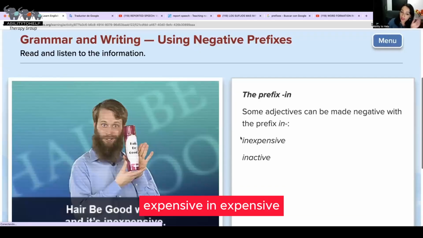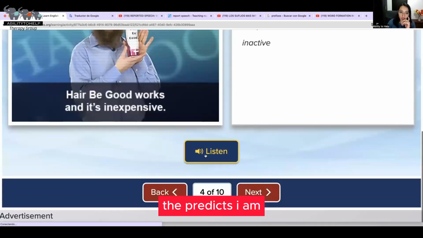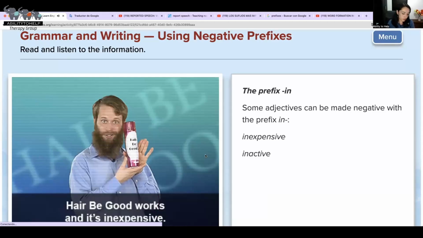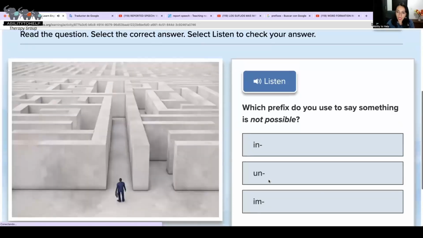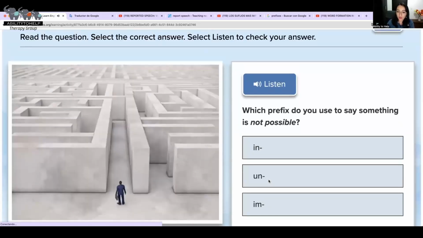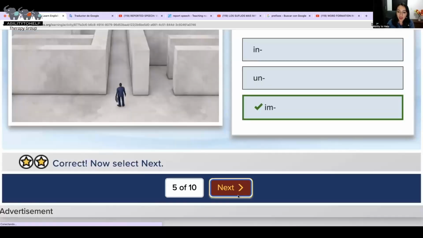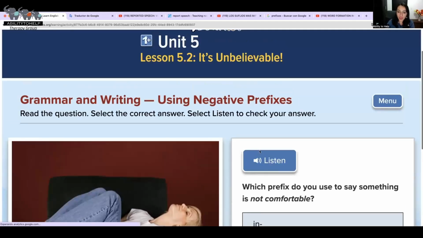Expensive, inexpensive. The prefix in. Some adjectives can be made negative with the prefix in. For example, inexpensive, inactive. That looks impossible. Impossible or not possible. So help me. Which prefix do you add?